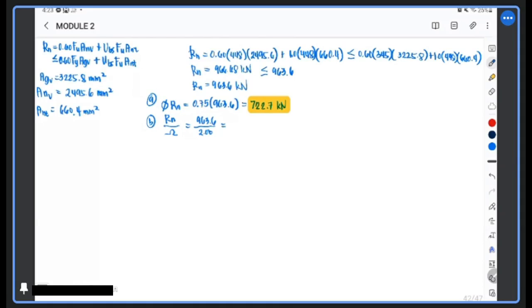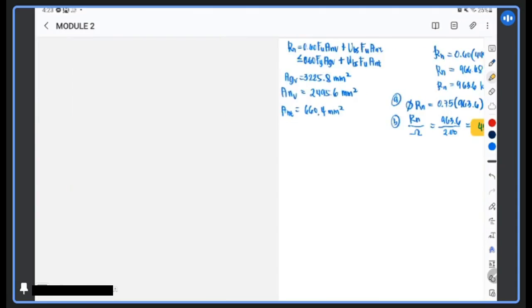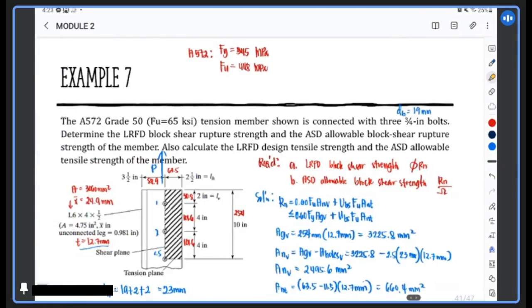So half of 963.6 is what is to be used as the block shear strength in ASD. Allowable block shear strength. Kung allowable, sabi niya, we are asked for the ASD, for allowable stress design. Yan, 481.8. Now we go to, anong tinatanong niya? Compute also for the LRFD design tensile strength and the ASD allowable tensile strength.